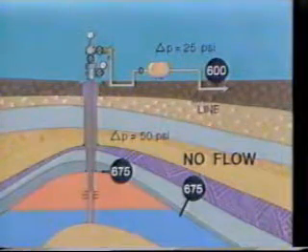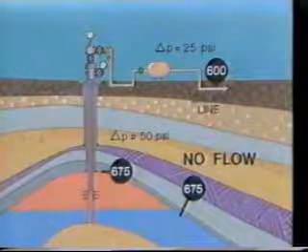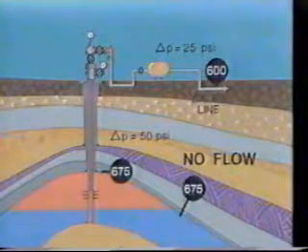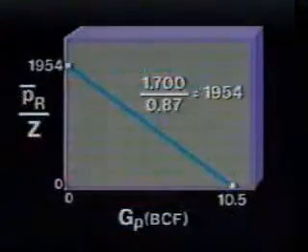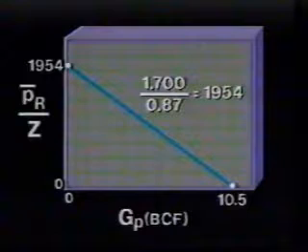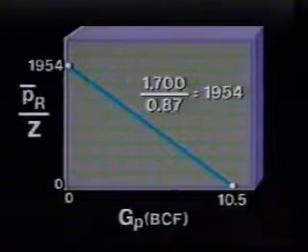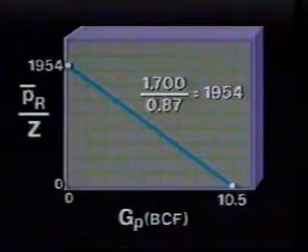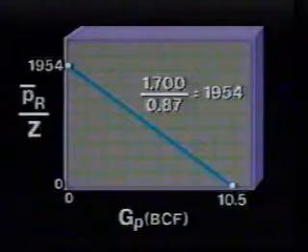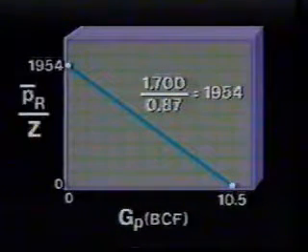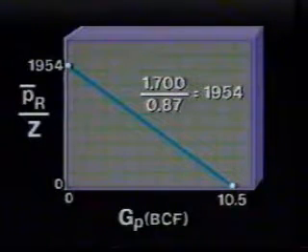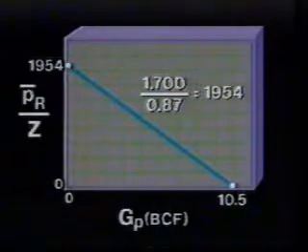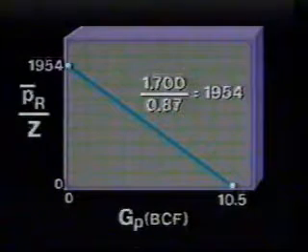This no-flow point should not be confused with the economic limit production rate. If, for this example, the original reservoir pressure had been 1700 psi and its Z value 0.87, then the end point of the curve, as shown here, would have been 1,954. The other end point would have been the original gas in place. In this case, it is 10.5 billion cubic feet.